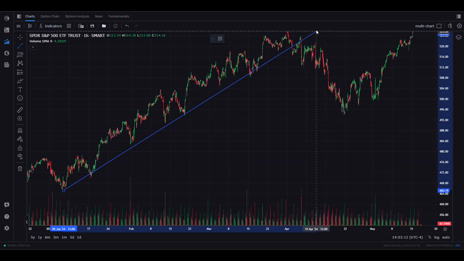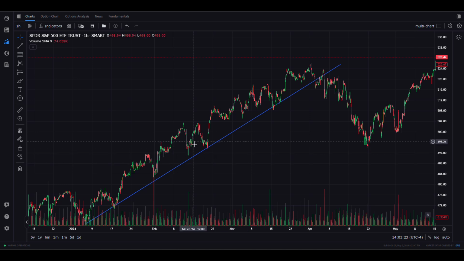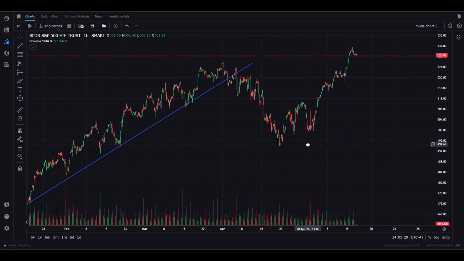When prices break out above a downtrend line or break down below an uptrend line, it can signal a potential reversal in the prevailing trend. These breakout or breakdown points serve as significant signals for traders to reassess their positions and potentially enter new trades in anticipation of the emerging trend.